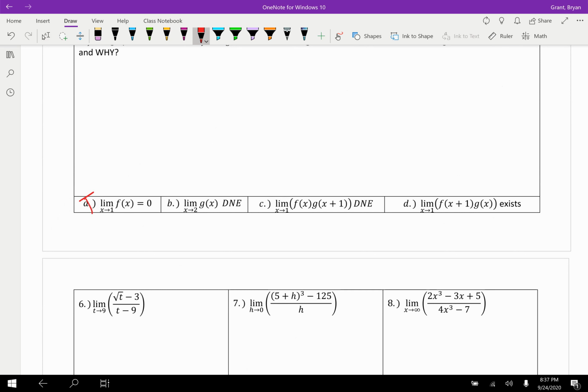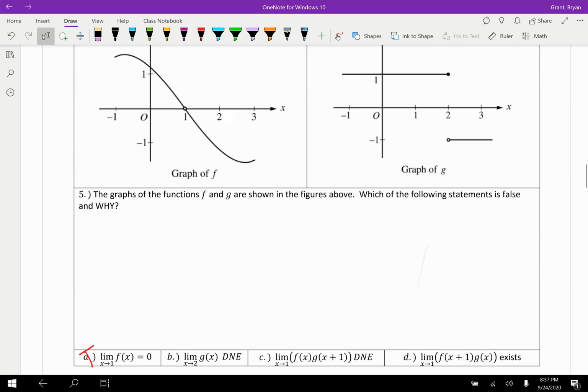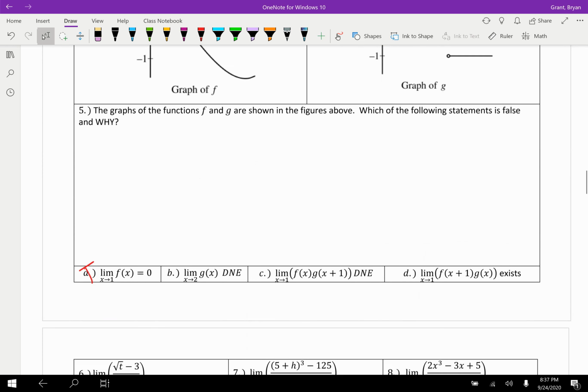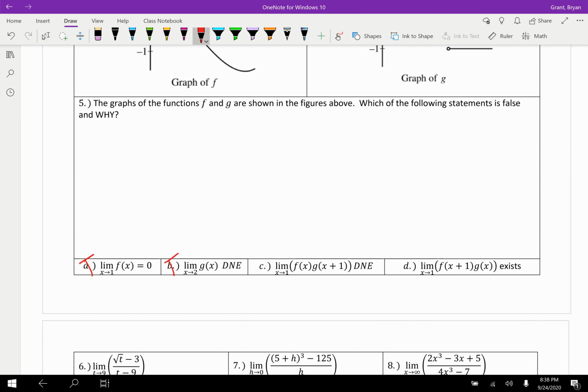We're trying to find the false one. The limit as x approaches 2 of g of x does not exist. So as we approach from both sides, oh yeah, that's a jump discontinuity. The one-sided limits are in 2 different spots. That's also true. The limit as x approaches 1 of f of x times g of x plus 1 does not exist. And here's where things get weird.